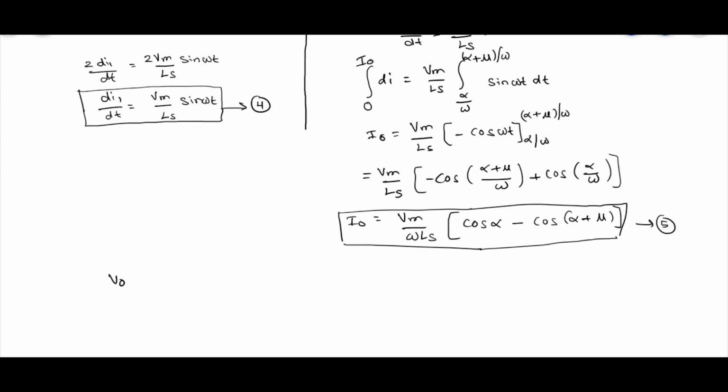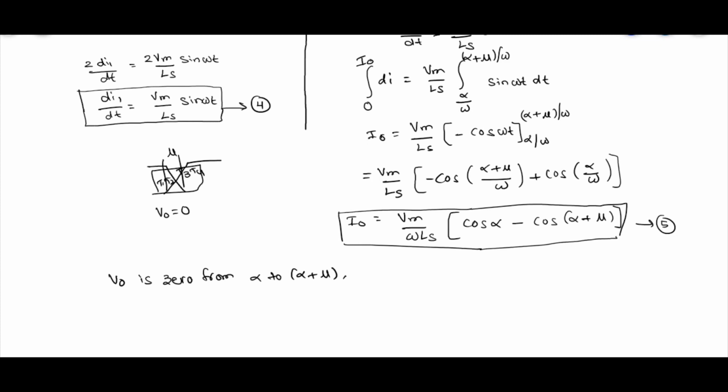So V naught is 0 from alpha to alpha plus mu. As I already discussed, in the overlap angle, T3 and T4 are the outgoing thyristors and T1 and T2 are the incoming thyristors. So in this overlap angle mu, when these thyristors T1, T2, T3 and T4 are conducting, I told that your output voltage will be equal to 0, right? That is the reason V naught is 0 from alpha to alpha plus mu.